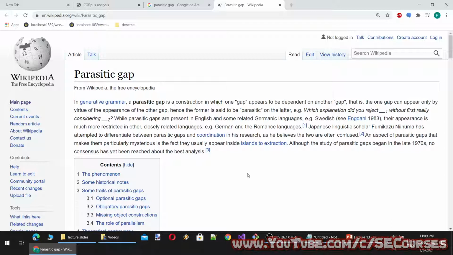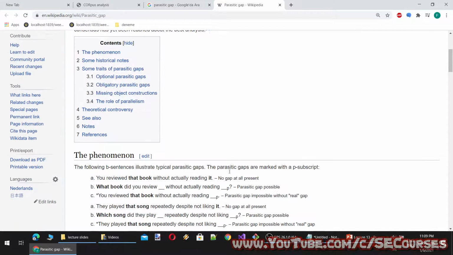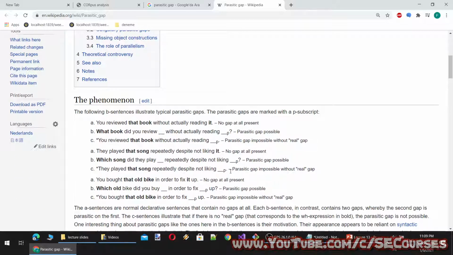An aspect of parasitic gaps that makes them particularly mysterious is the fact they usually appear inside islands to extraction. Although the study of parasitic gaps began in the late 1970s, no consensus has yet been reached about the best analysis. The following sentences illustrate typical parasitic gaps, marked with p subscript.